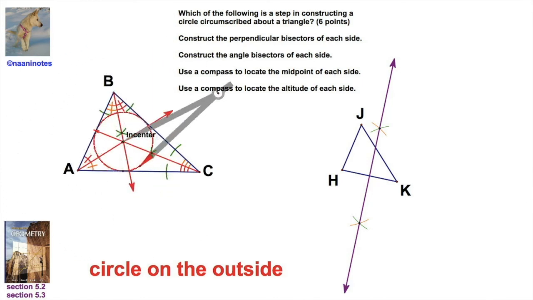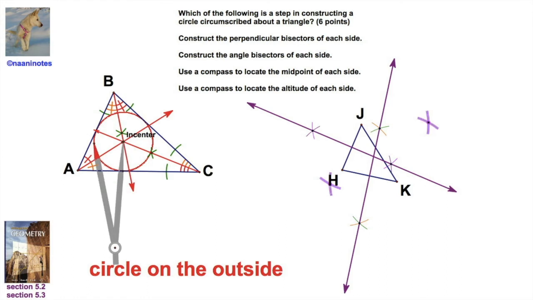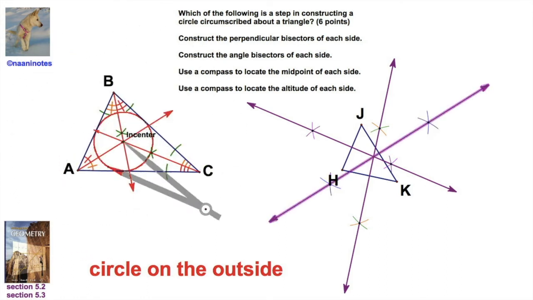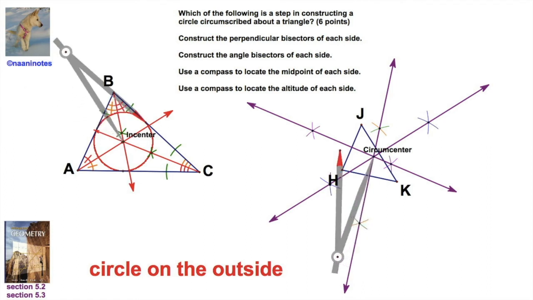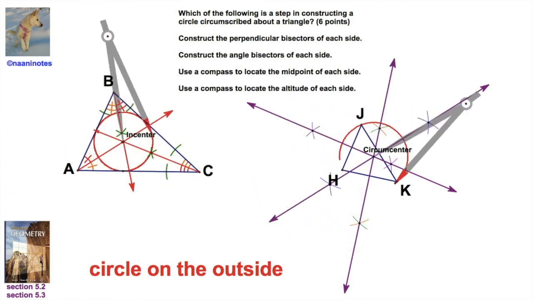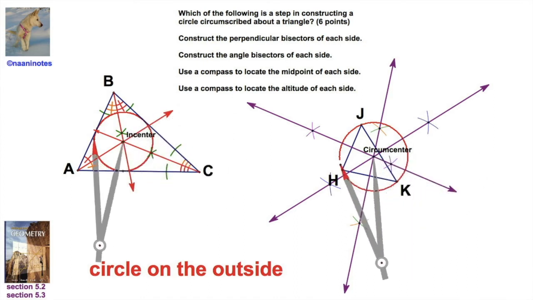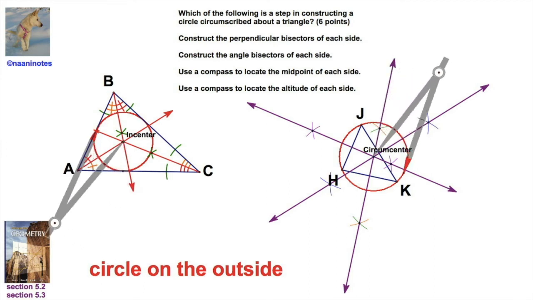By contrast, I'm going to do the perpendicular bisector swings here for HK. I've got this line. I'm going to do the perpendicular bisector swings for JK. I've got that line. That is the circumcenter. And then if I were to do this, so you've got circles on the inside, you've got circles on the outside. I think you can make up your mind which one it is.